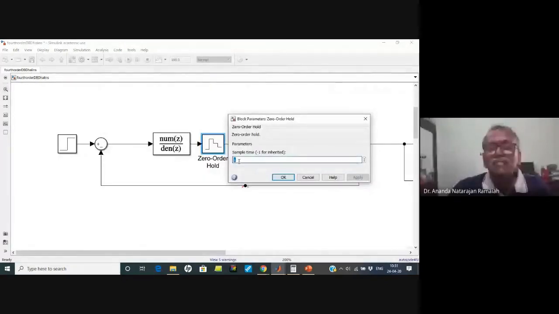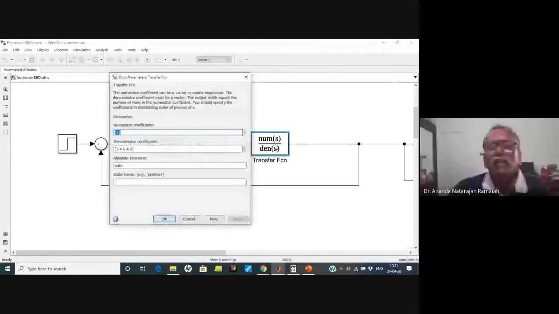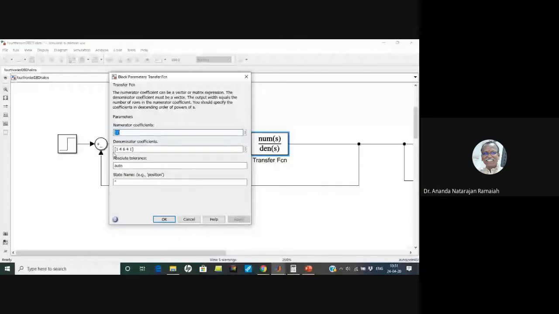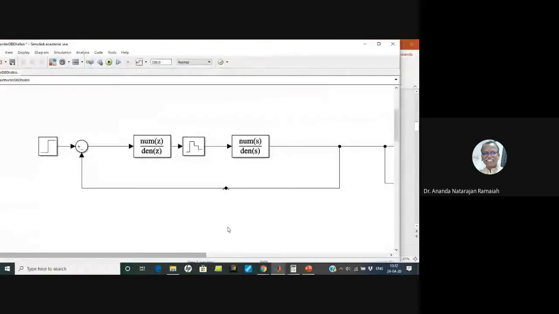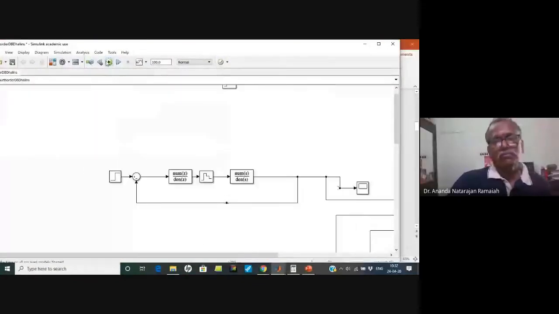In the zero order hold, you have to check that the sample time is 1. If T equal to 1 you selected, you have to put T equal to 1. Then enter the transfer function 1 by (s plus 1) to the power 4. You expanded it, so the coefficients are 1, 4, 6, 4, 1, entered in the denominator. That's all we entered. Now we can get the servo response.